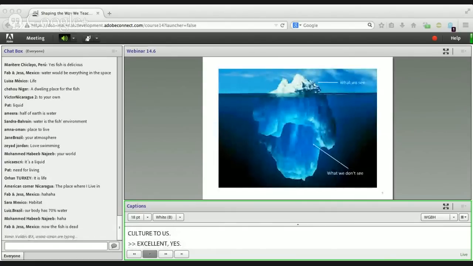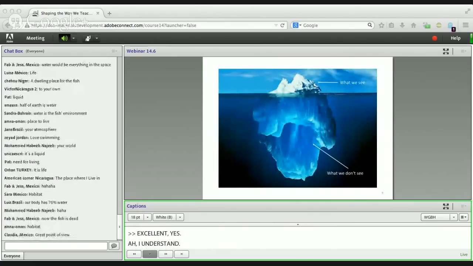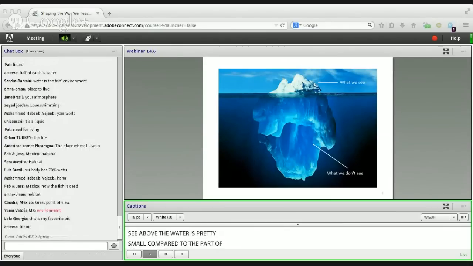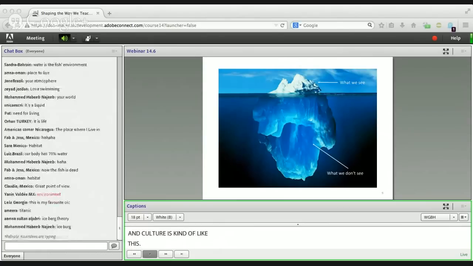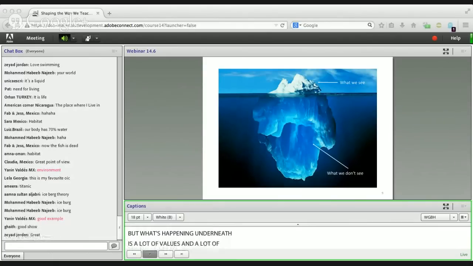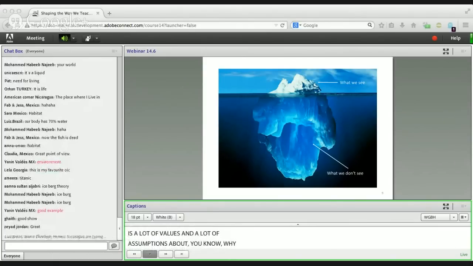So here's another analogy of culture, and many of you might be quite familiar with this. It is an iceberg, and you can see that the part of the iceberg that we see above the water is pretty small compared to the part of the iceberg that we don't see, which is under the water. And culture is kind of like this. If we take an example, like clothing, we saw clothing in one of the pictures, and many of the participants mentioned clothing. Clothing is what we see. Clothing is above the water, but what's happening underneath is a lot of values and a lot of assumptions about why that clothing is important that is not visible, especially to an outside observer.